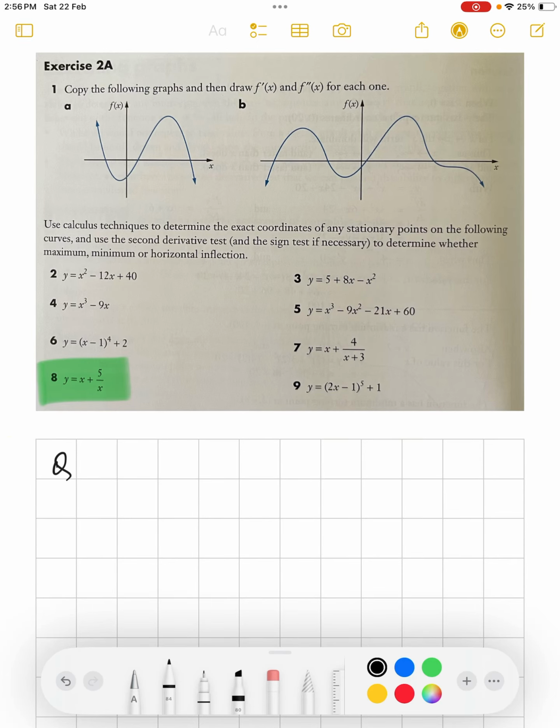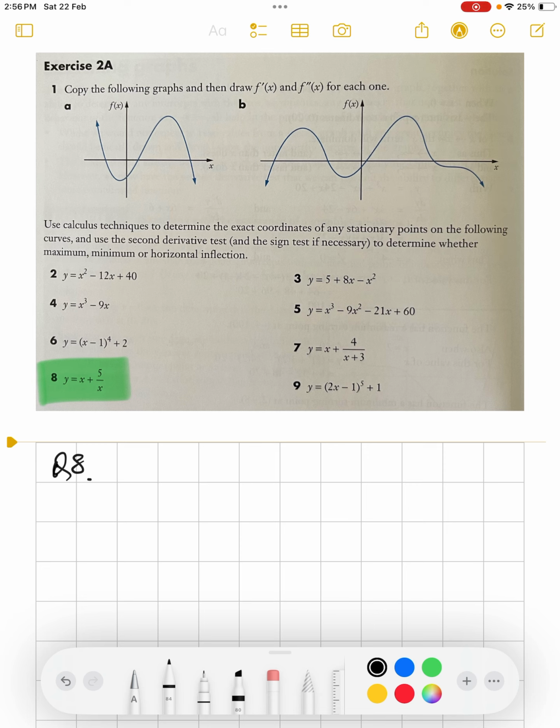I'm going to be looking at question 8, and it says to use calculus techniques to determine the exact coordinates of any stationary points and use the second derivative to determine whether it's a maximum, minimum or horizontal inflection. So y equals x plus 5 over x. I'm going to get this ready to derive by taking that x to the power of negative 1. So we get our stationary points by setting dy/dx equals 0.